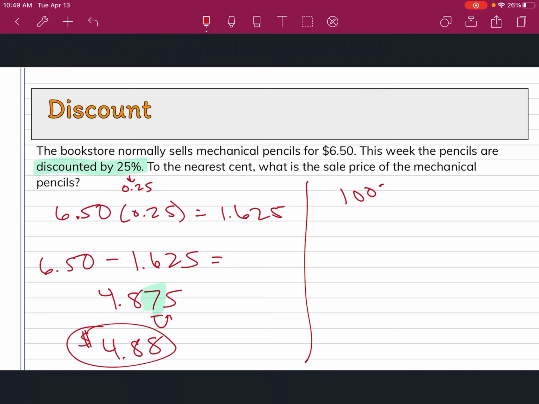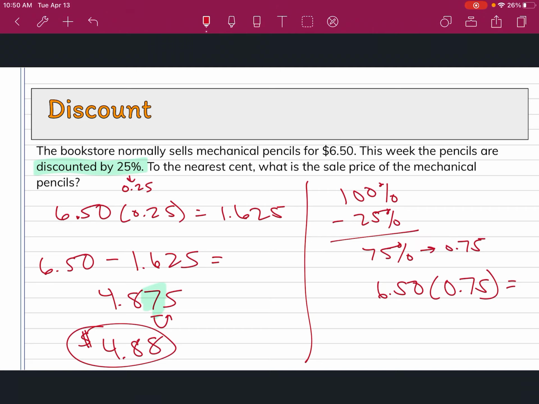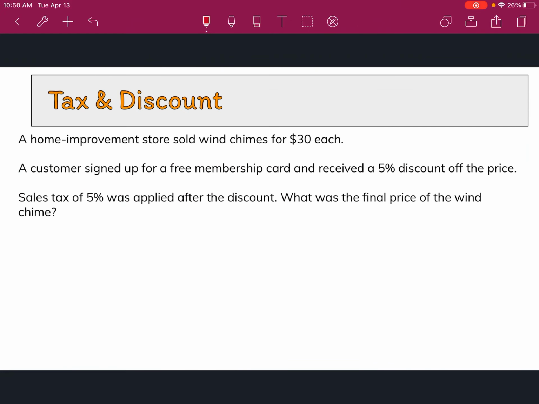So instead of paying 100% of our bill, we're taking off 25%, which means we're only paying 75% of that bill. So instead of paying $6.50, we're paying 75% of that. So you would turn 75% into a decimal, 0.75, and multiply, and you would get 4.875, the same exact answer as we had over here. And again, we would round to that nearest hundredths place, nearest cent, and get $4.88. So either way, that would be our sale price of our mechanical pencils.